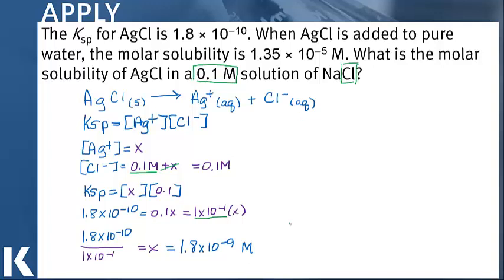And I want you to note something. This is significantly less than the 1.35 times 10 to the negative 5th molar that they gave us in the question when silver chloride is added to pure water. I know I've done this calculation correctly because the molar solubility has decreased.